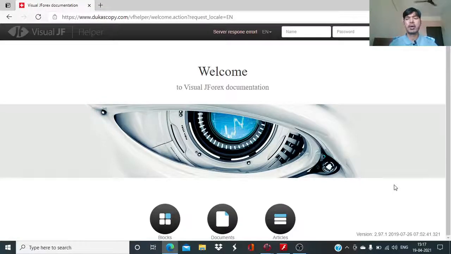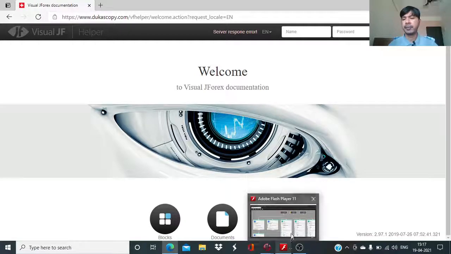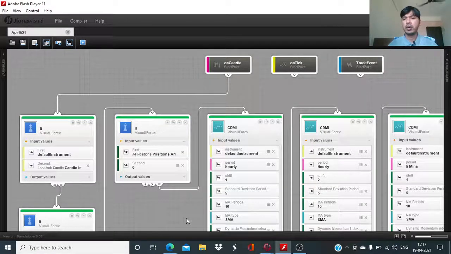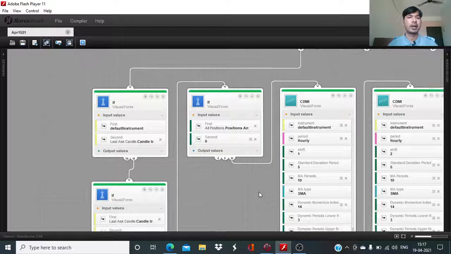Hello everyone, myself Vaibhav. In today's session of Visual Jforex, we will be continuing to work with the indicator named Chande's Dynamic Momentum Index, which is shortened to CDMI. So now let us get started with the Visual Jforex board, which has been developed by the Dukascopy Bank SA.